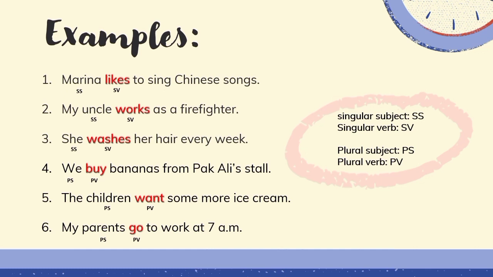Number 4. We buy bananas from Pa Ali's stall. So we is the plural subject. So we have to use the plural verb. So no need to add s or es. So we buy bananas from Pa Ali's stall.